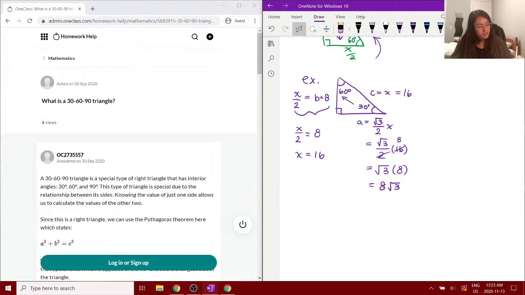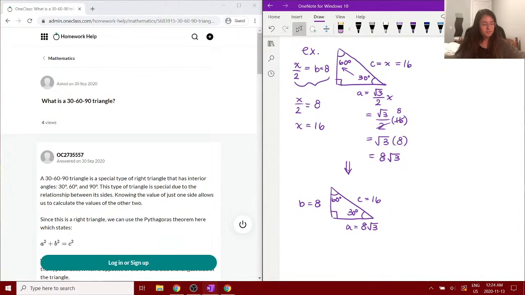So I'm just going to redraw the triangle with all of our known side lengths now, so we can see the solution. We have 30 degrees on the bottom, 60 degrees at the top, and your 90 degree angle. We just found out that C is equal to 16, A is equal to 8 root 3, and B is the given side, which is 8. All right, and that is the final solution.